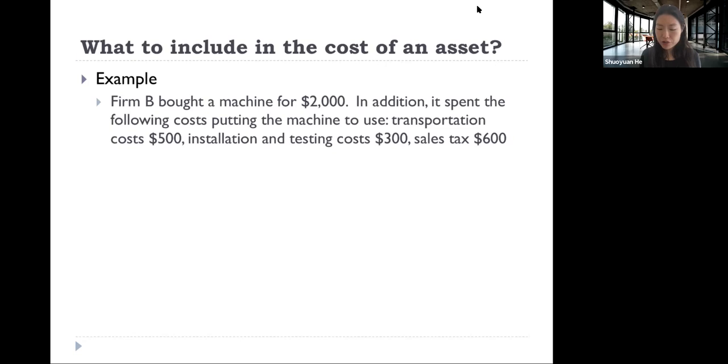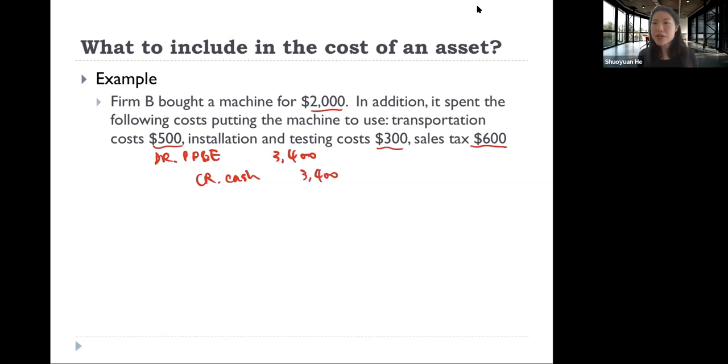Suppose firm B bought a machine for 2,000. In addition, it expended the following costs putting the machine to use: transportation cost, 500; installation and testing cost, 300; sales tax, 600. Please spend 1 minute here, write down your journal entry, and you can pause your video for now. The journal entry here is to debit PP&E for 3,400 and credit cash. Suppose it is bought by cash for 3,400.